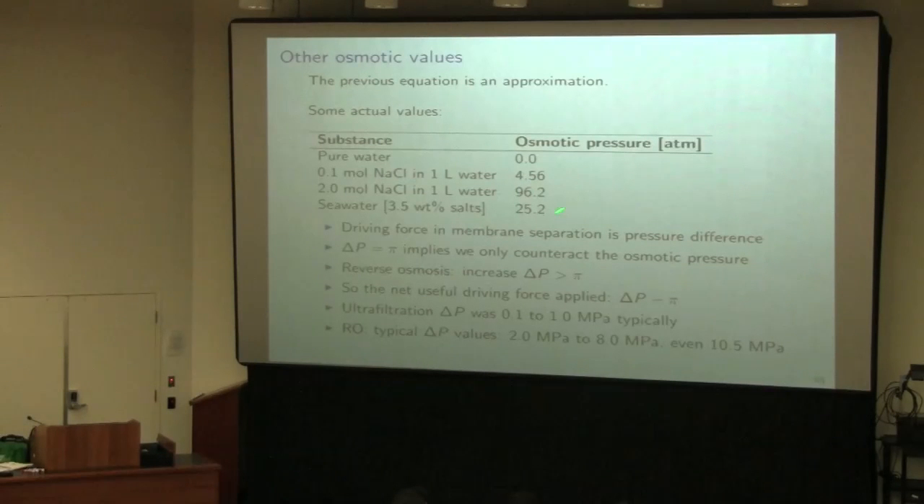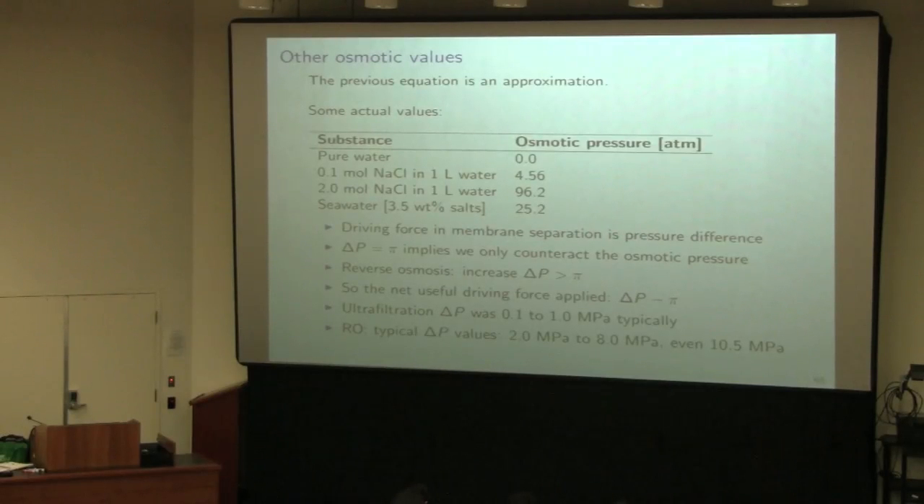2 moles of sodium chloride will generate 100 meters of head, 96 atmospheres. Okay. And then seawater will generate a 25 meter head, or roughly 25 atmospheres. So those are tremendous amounts of pressure that we have to overcome when we have salts dissolved in a solvent.